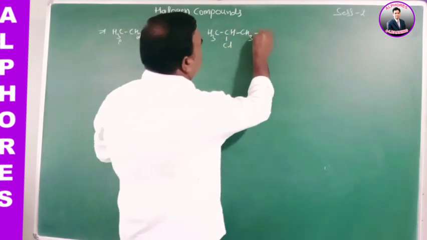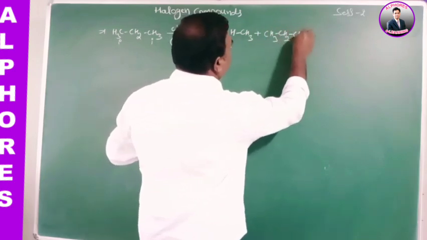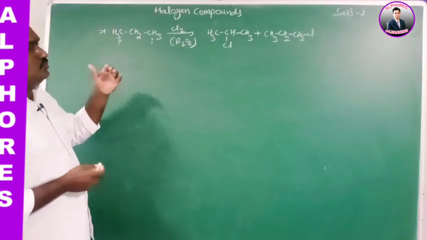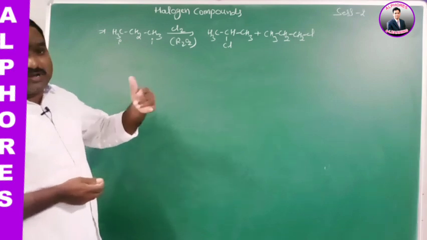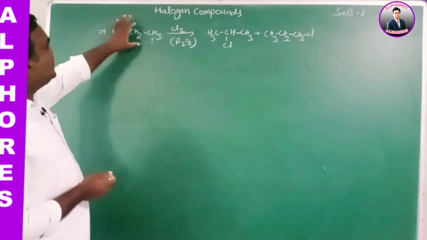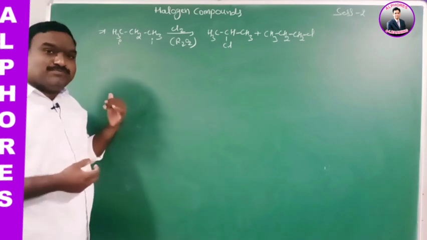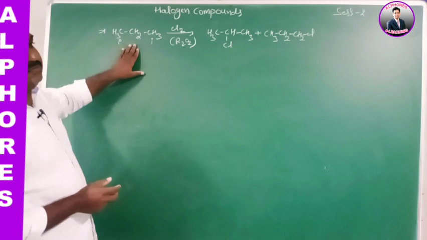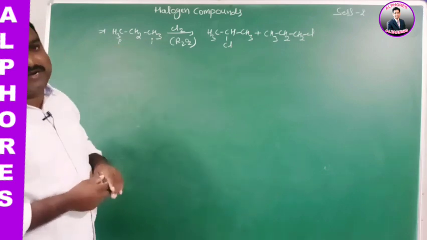2-chloropropane and 1-chloropropane here. How can you write the number of products? Based on the types of hydrogens. First, we have to observe what types of hydrogens are present in the given compound. Based on the types of hydrogens, we can write the products here.